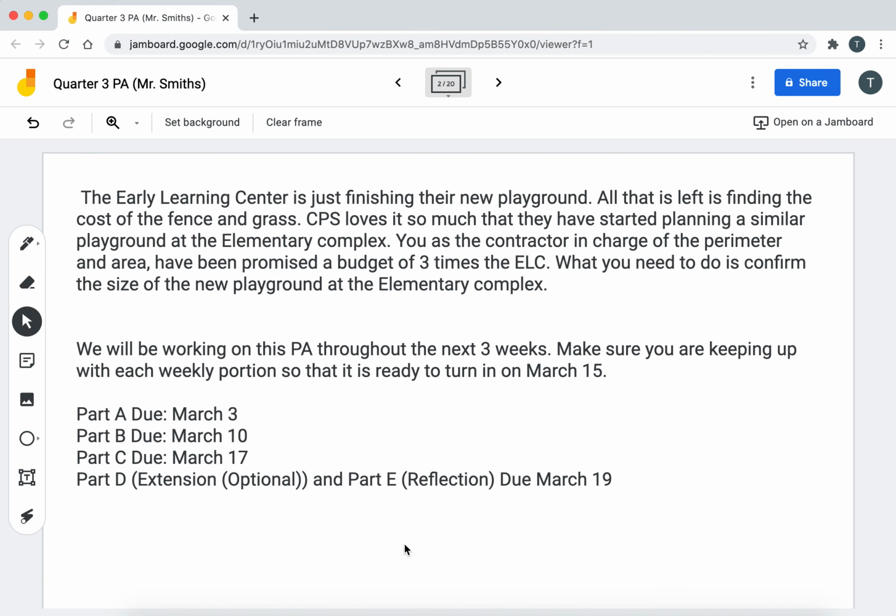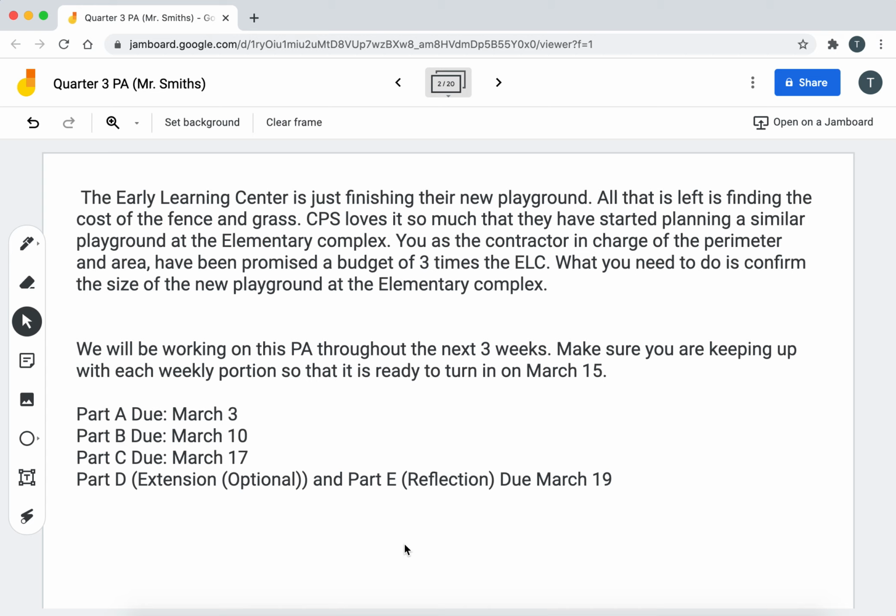Here's what it's about. The Early Learning Center is just finishing their new playground. All that is left is finding the cost of the fence and grass. Chelsea Public Schools loves it so much that they have started planning a similar playground at the elementary complex. You, as the contractor in charge of the perimeter and area, have been promised a budget of 3 times the Early Learning Center. What you need to do is confirm the size of the new playground at the elementary complex.